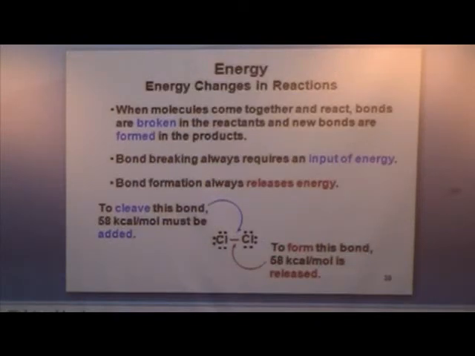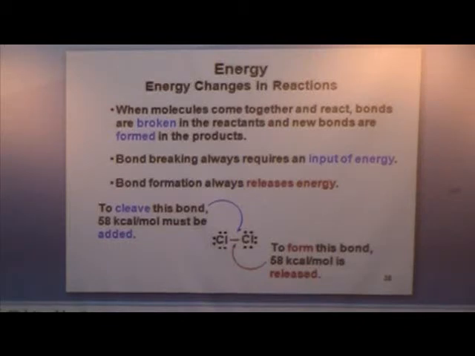Energy. When molecules come together and react, bonds are broken in the reactants and new bonds are formed in the products. A chemical reaction means that bonds are broken and new bonds are formed, right? If you want to break something, you always have to invest some energy. So breaking of bonds always needs input of energy.